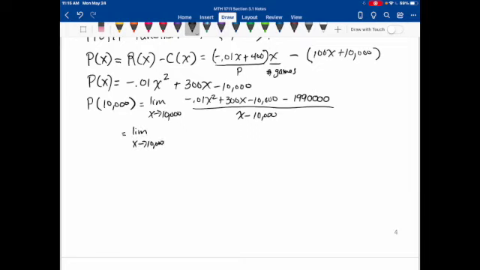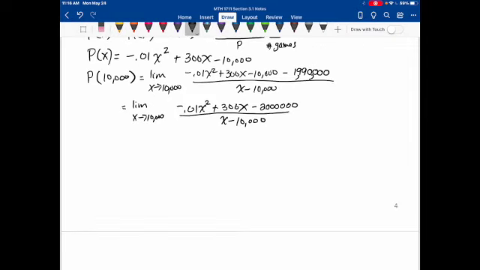Now, when we clean this up a little bit, I'm going to get in the numerator negative 0.01x squared plus 300x. And then when I combine the minus 10,000 and then this minus 1,990,000, that's going to give me a minus 2 million. And that's all over x minus 10,000. Now we're going to factor this because I can't use direct substitution just yet. And although the numbers are big and cumbersome, we're going to factor this just like we would any other polynomial.